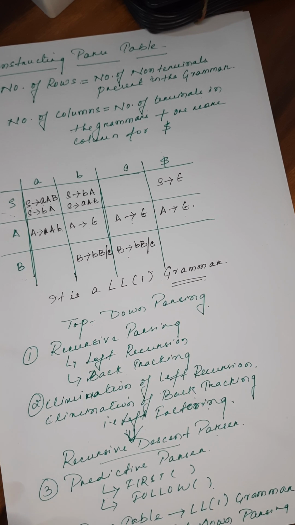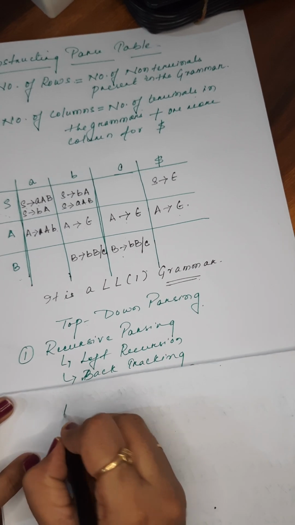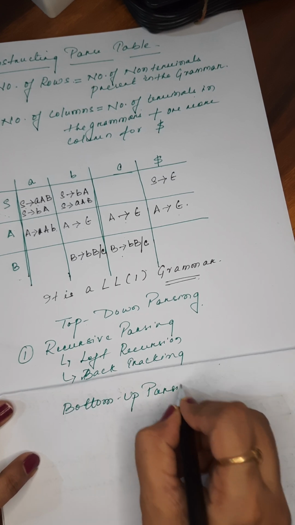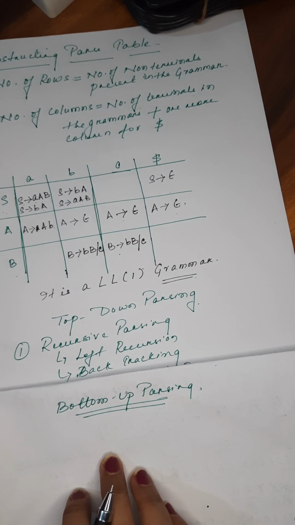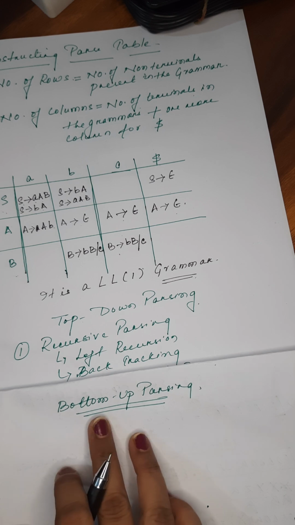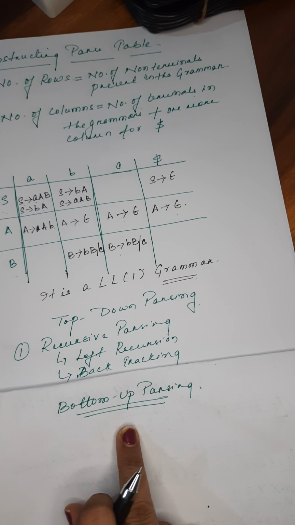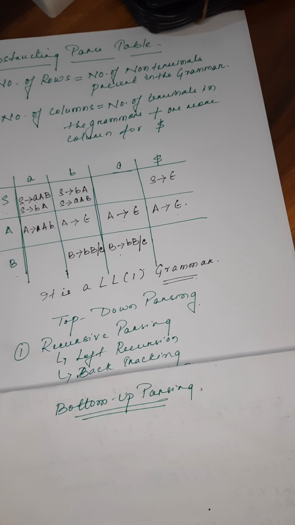Then what are we going to study next? In our next lecture we have to start with bottom up parsing, because in the initial classes of parsing I told you we have basically two broad classifications, one is top down parsing and one is bottom up parsing. Top down parsing finishes with the predictive parser, then we will move on to bottom up parsing. Just have a look at what we are going to study in bottom up parsing.